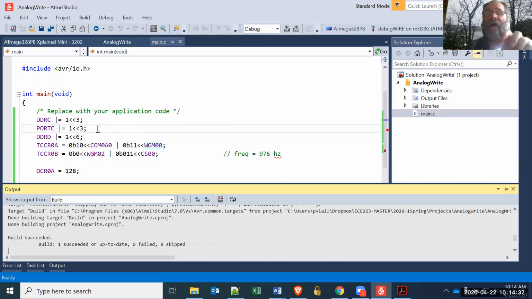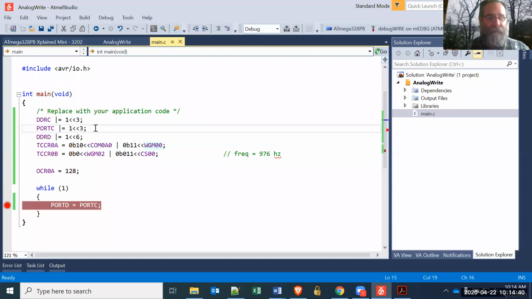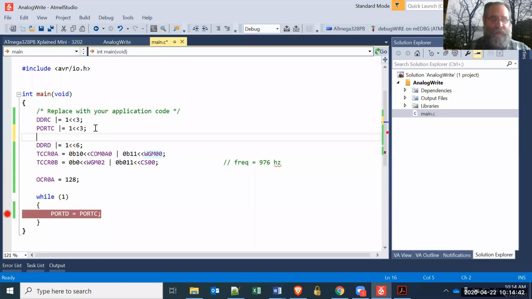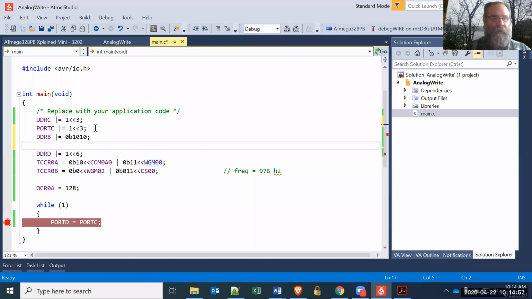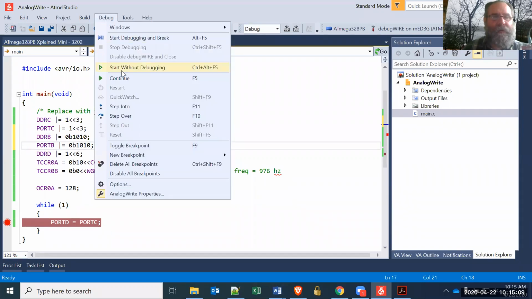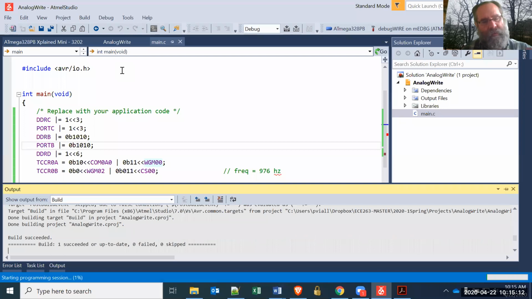They're just floating. So let's specifically say DDRB or equals 0B1010, and let's say port B or equals 0B1010. Okay, debug, start without debugging. With any luck, that looks like a red LED at half brightness.